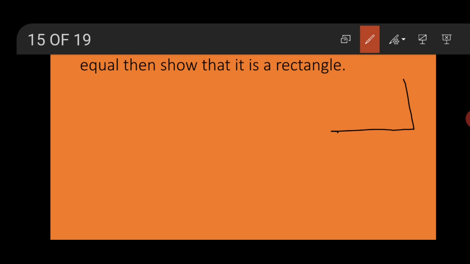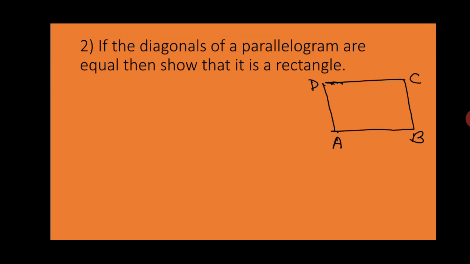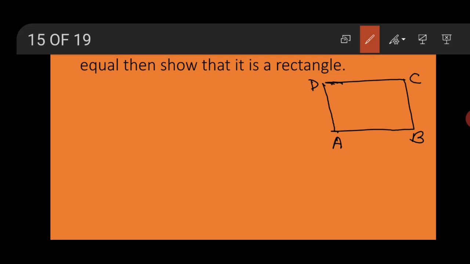This is a parallelogram. We don't know whether it is a rectangle or not. Take ABCD is a parallelogram. Now, if the diagonals of the parallelogram are equal, so it is given that two diagonals are equal. What are the two diagonals? AC and BD. See, these are the two diagonals.